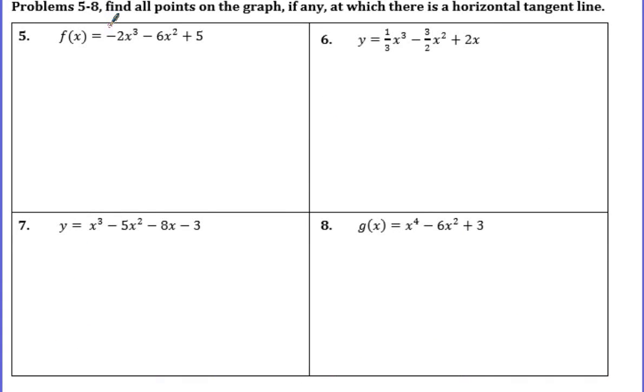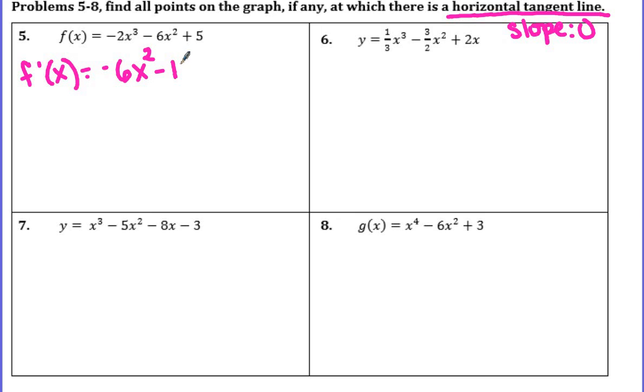Okay, on number 5, you're having to take the derivative first, and then remember a horizontal tangent line just means your slope is equal to 0. So we're essentially going to go through and figure out where does my slope equal 0. So on the first one, the first thing I'm going to do is take the derivative of my function. So I get negative 6x squared minus 12x. And so I'm going to set that equal to 0.